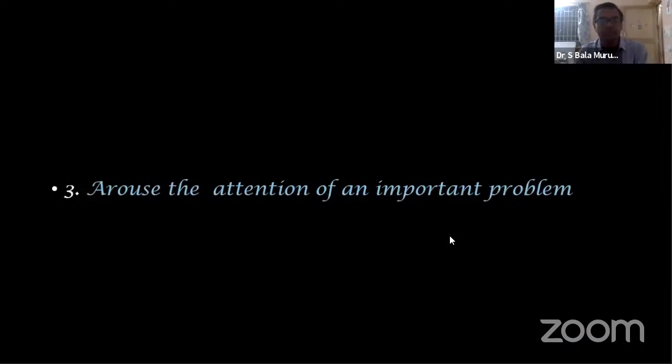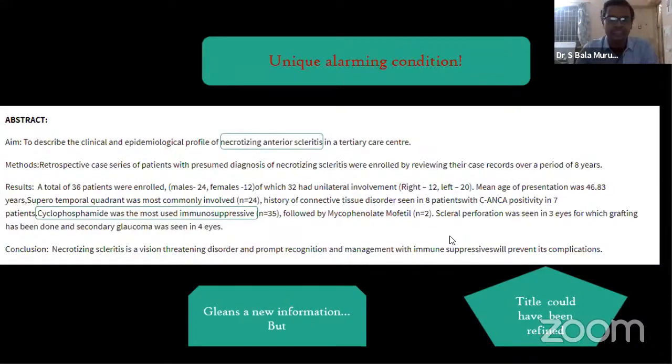And definitely it will arouse the attention. The third thing which a good abstract should have is that it should arouse attention to an important problem. So the important problem the author tackled here was necrotizing anterior scleritis in a tertiary care center.